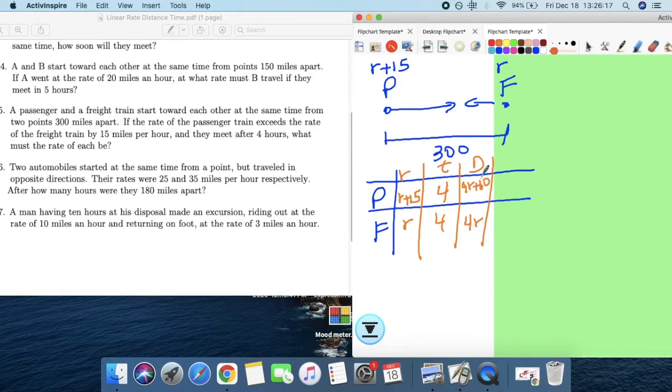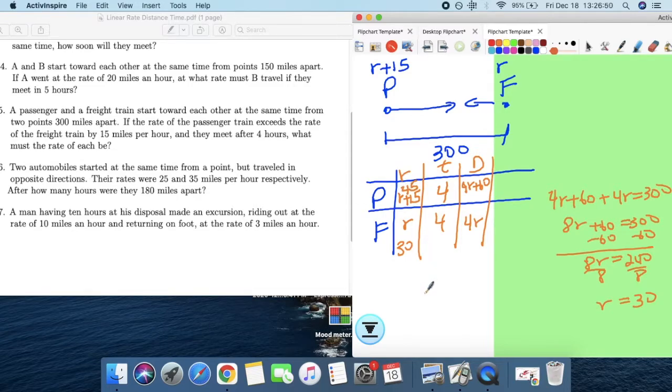And once again, the distance that they each travel combined will give you a total of 300. 8R plus 60 equals 300. Combine like terms. Minus 60 on both sides. You get 8R equals 240. Divide both sides by 8. R equals 30. So the speed of the freight train is 30. The speed of the train above is going to be 45.